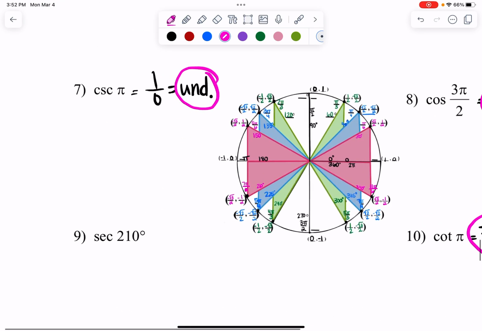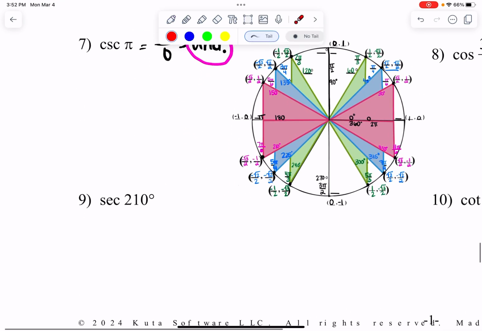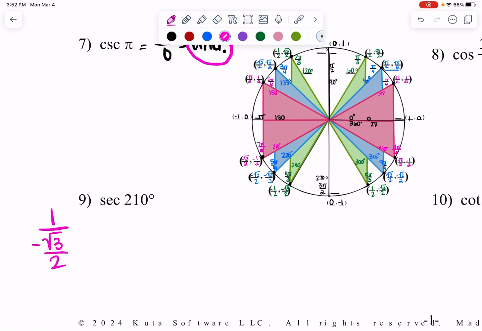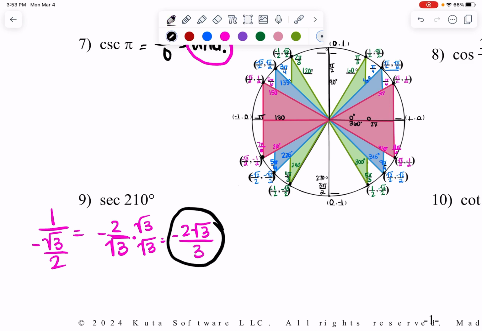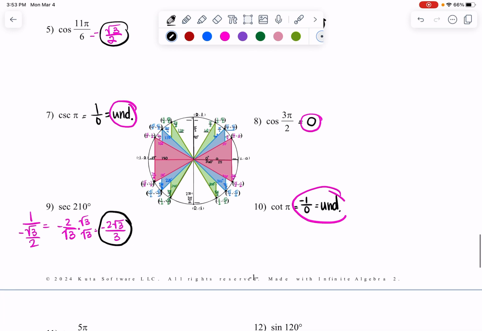Then let's do secant of 210. So 210, find it. Look at our coordinate. Secant is 1 over x. So it will be 1 over negative square root of 3 over 2, which is the same thing as saying negative 2 over square root of 3, which we can't leave that square root in the denominator, so we're going to multiply everything by the radical and get negative 2 root 3 over 3. There we go. And now we're going to flip to the back.